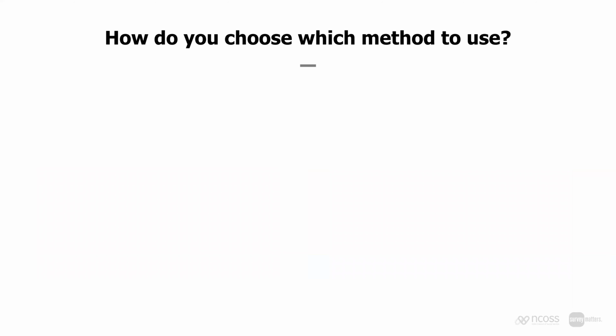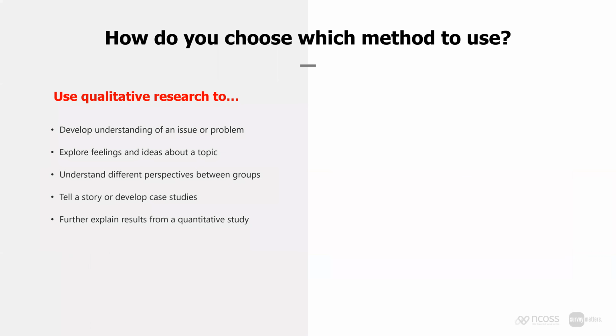So how do you decide which methodology to use? As I said, while qualitative and quantitative are alternatives, they can be used to complement each other. And often, many studies that we do use a combination of both, and then you get the best of both worlds. Unfortunately, often budget prevents this, and so you have to make a choice.